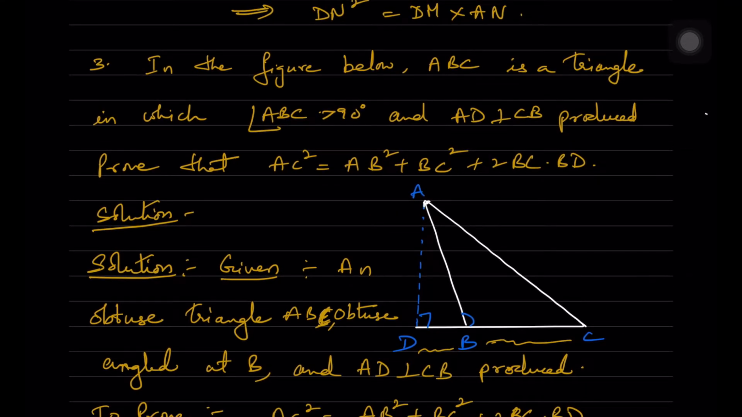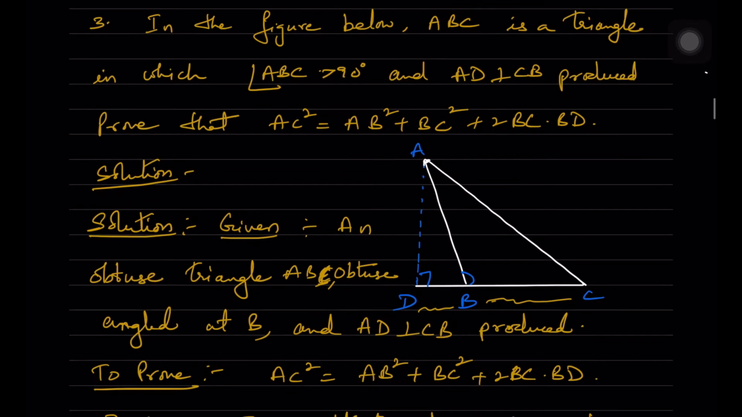Now look into the third one. In the figure below, triangle ABC is a triangle in which angle ABC is greater than 90 degrees and AD is perpendicular to BC produced to D. Prove that AC square is equal to AB square plus 2BC into BD. We have to prove this.